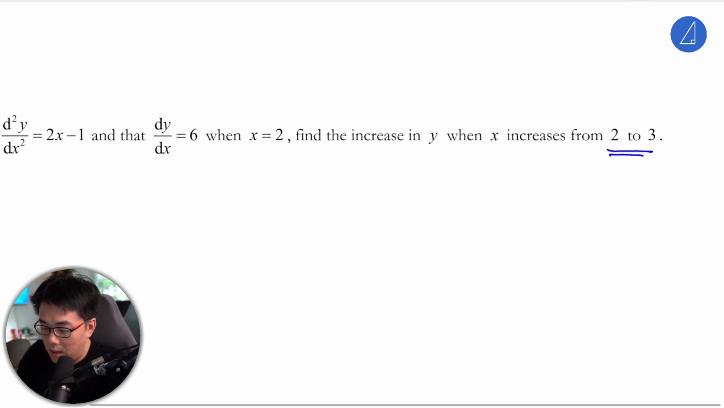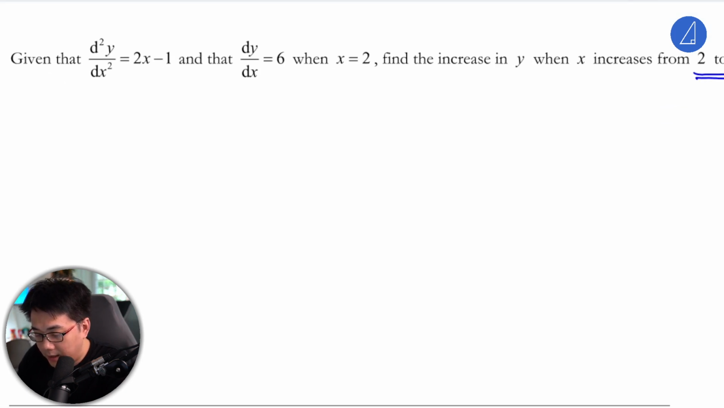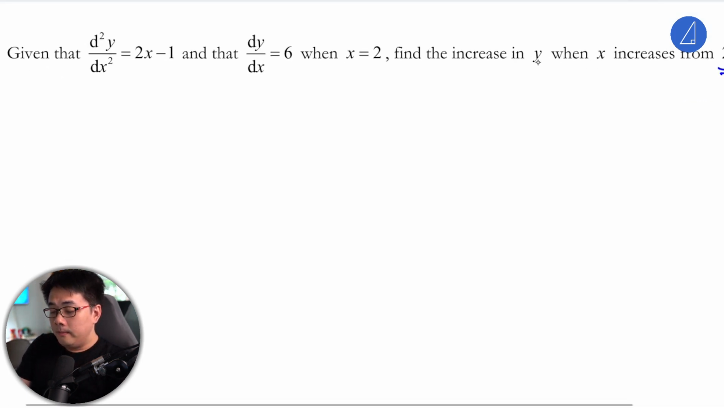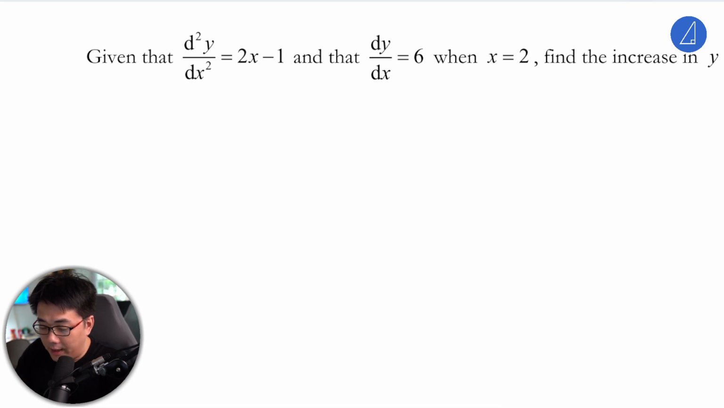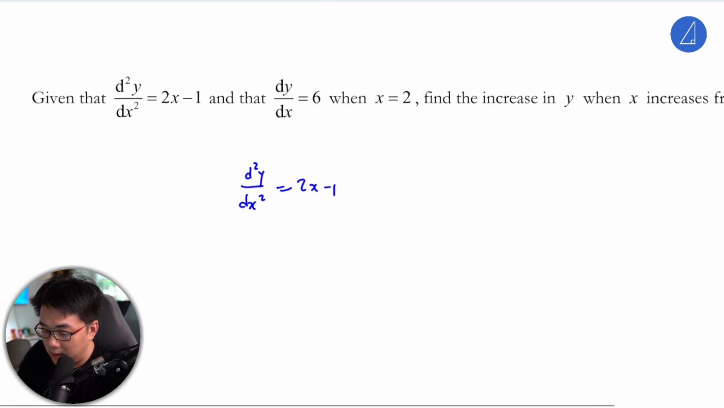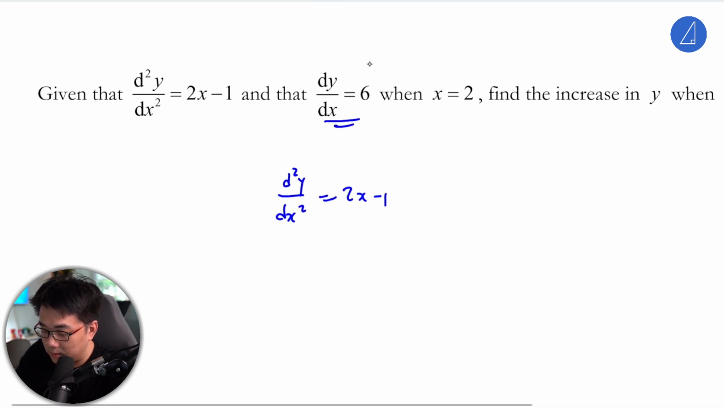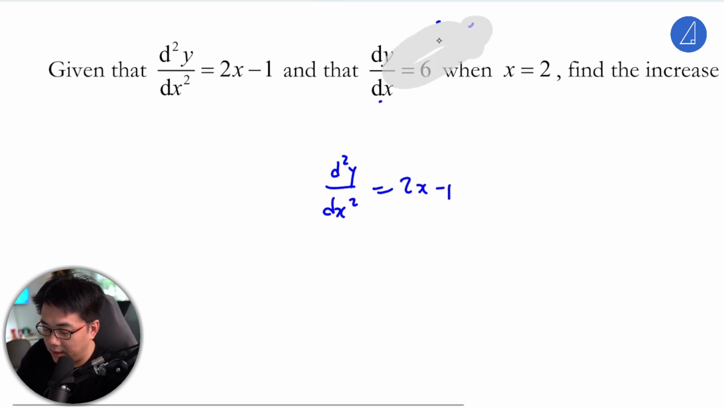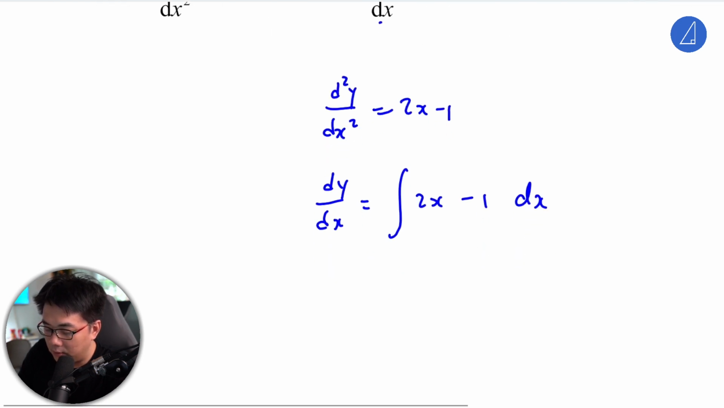Okay, great. I think what we need to find is y, right? So d squared y over dx squared is equal to 2x minus 1, and we are told that dy/dx is 6 when x is 2. So we know that we integrate once more, integrate the second derivative. That will be dy/dx equals x squared minus x plus c.